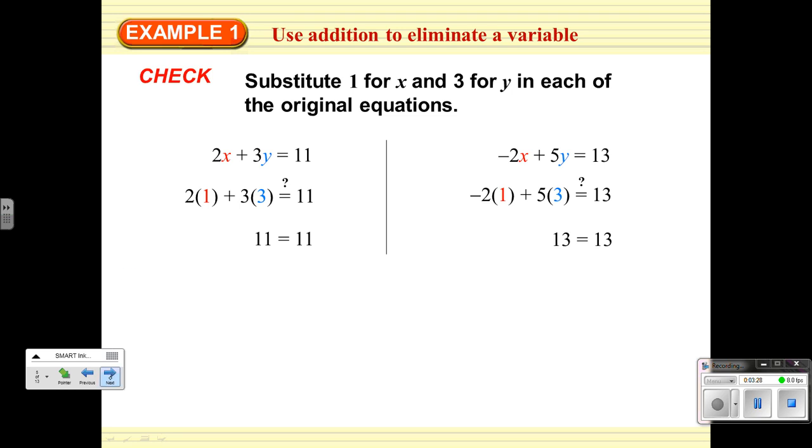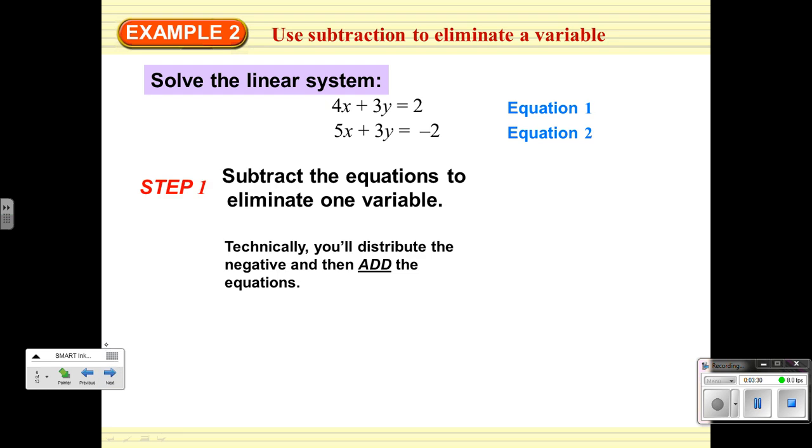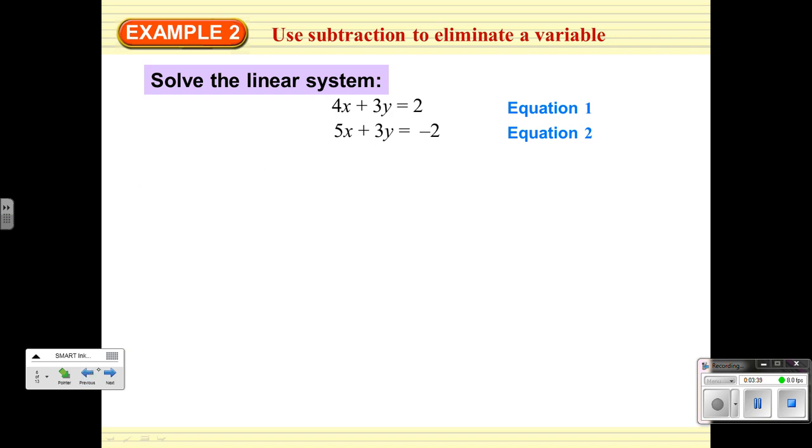Okay, so that's all there is to adding. The next example we're going to do is subtraction. Sorry, I went a little bit fast. Notice here we have 4x plus 3y equals 2, and we have 5x plus 3y equals negative 2. What we notice here is we have 3y and 3y.